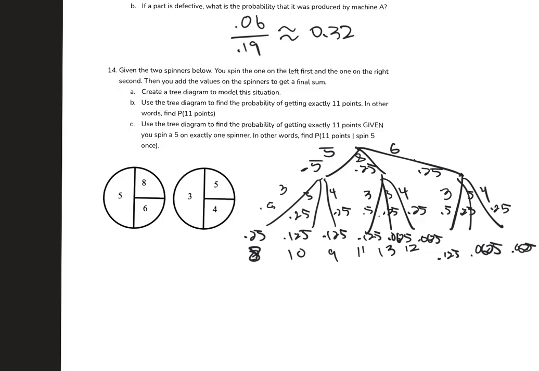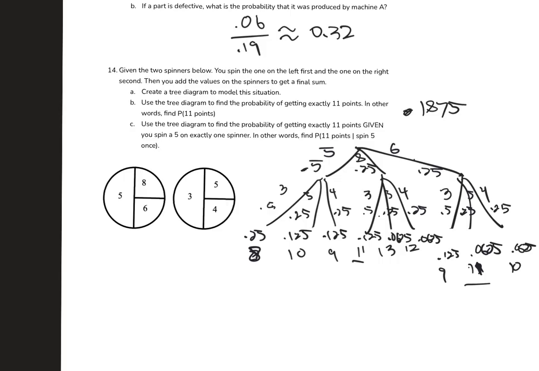Here we now have 6 plus 3 is 9, 6 plus 5 is 11, 6 plus 4 is 10. Okay, so the probability of getting exactly 11 points is this plus this. So that would be 0.125 plus 0.0625, which would be 0.1875.